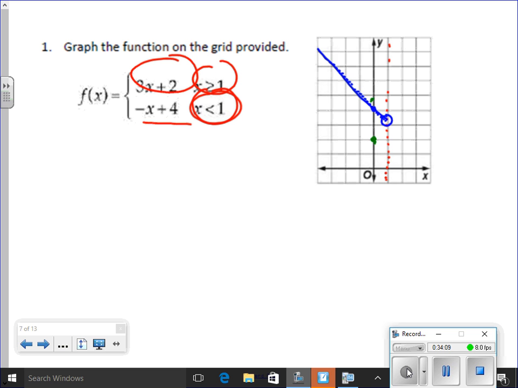Right here at plus 2. And then the slope would be 3. So you go up 3 and over 1. Be right here. Up 3 and over 1 again would be right here. And it only is going to start at this point. It's going to have a slope that looks like a positive 3. So that's what your graph would look like.